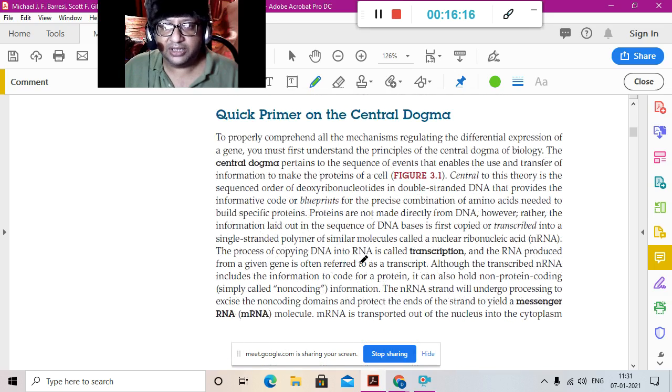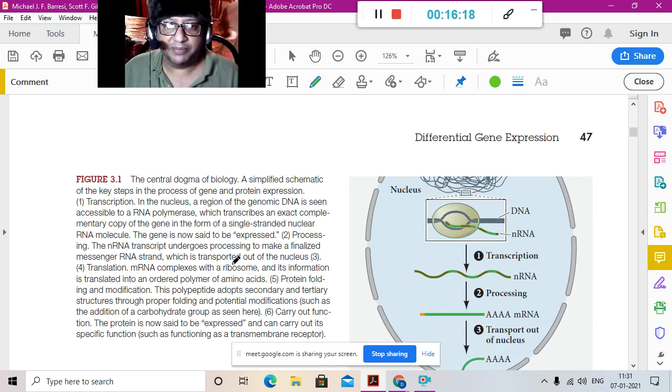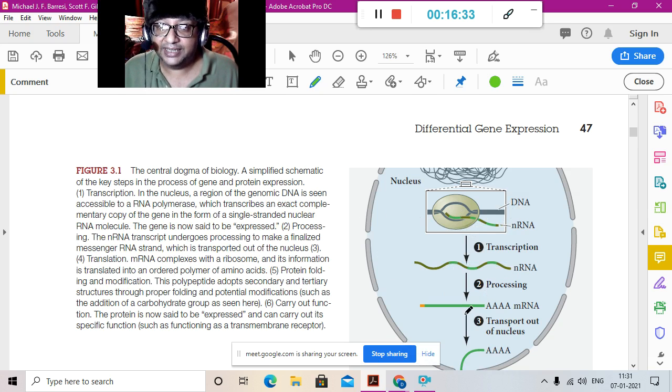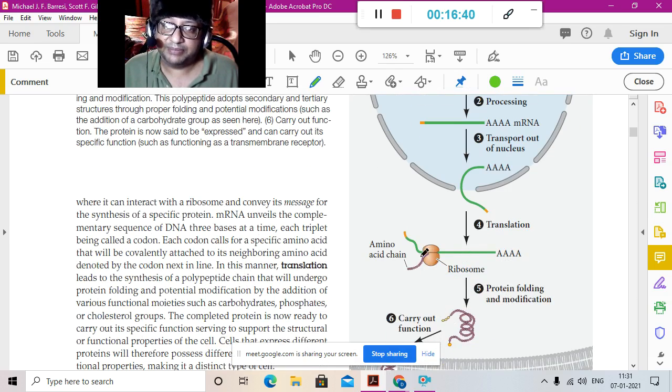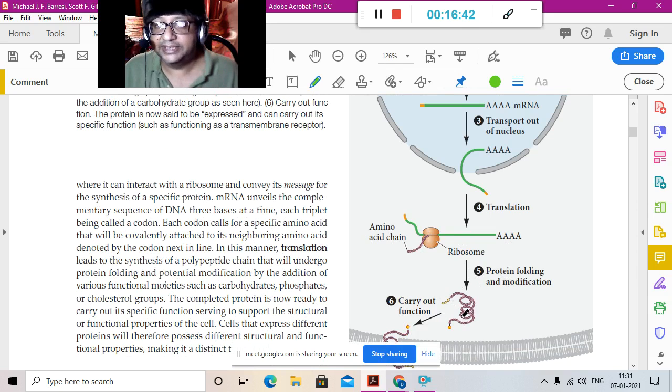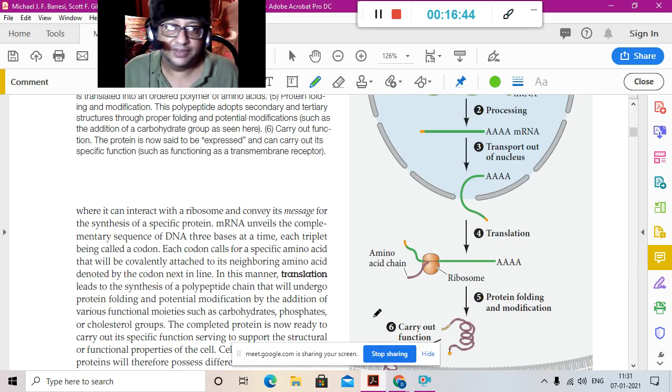So we had understood what the central dogma was. The central dogma of biology is that DNA is replicated as DNA. DNA is transcribed as nuclear RNA. Transcription takes place, nuclear RNA is processed, and messenger RNA is made. Messenger RNA is then translated, the ribosome binds, and amino acids are joined. This is the central dogma of molecular biology.